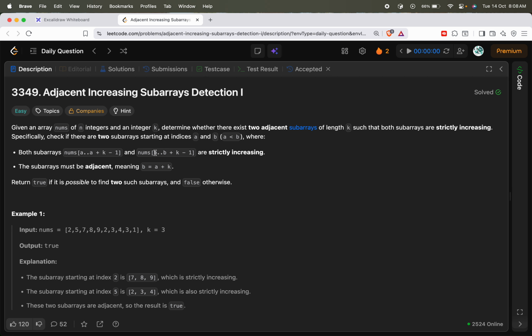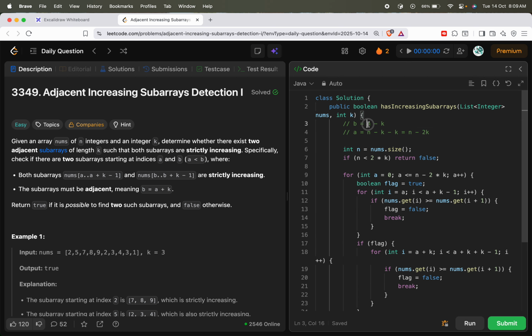Okay, so they have mentioned that these are the indices of the second subarray, right? So b plus k minus 1, if I choose a subarray which is at the end, that means b plus k minus 1 should be equal to n minus 1. So the last index at which b can start is actually n minus 1.